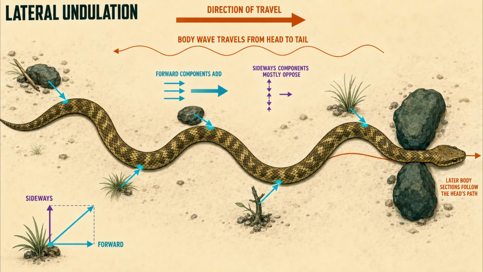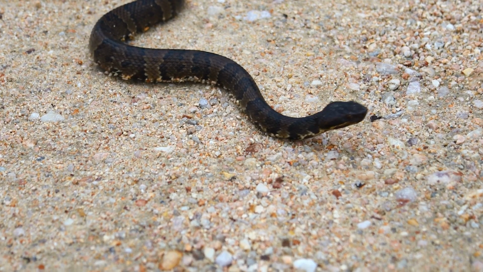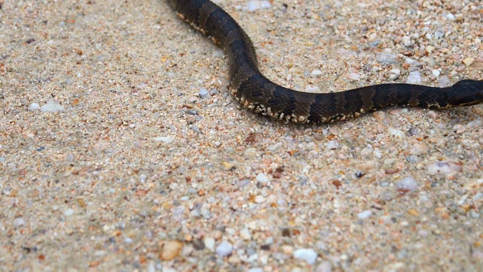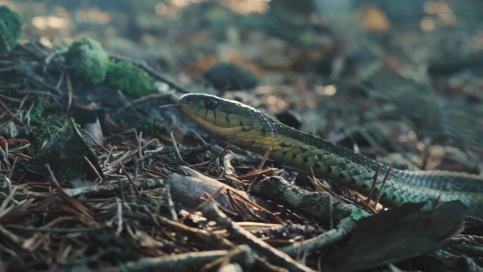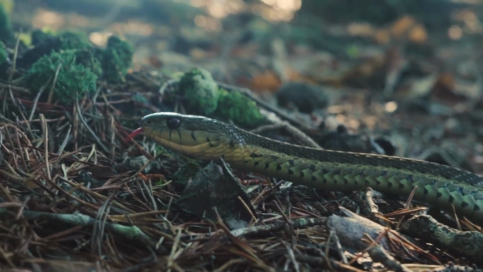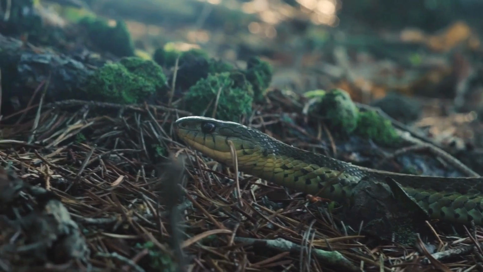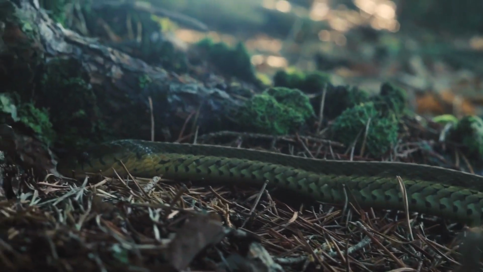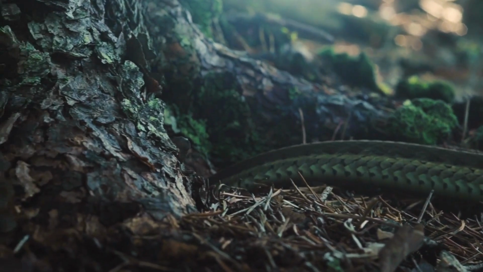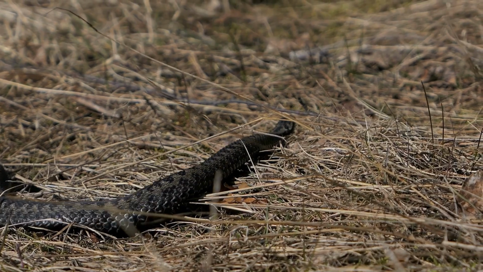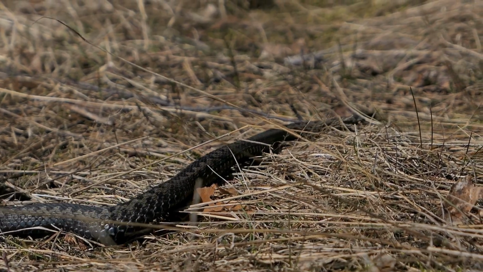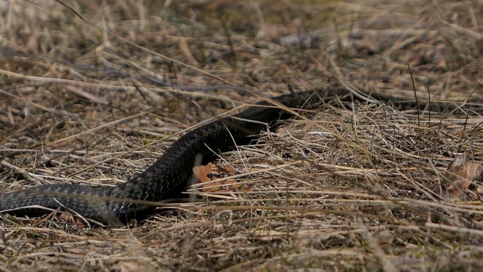As the wave passes down the body, different sections press sideways against stones, twigs, vegetation, and irregularities in the ground. Each contact produces a reaction force. Part of that force pushes sideways, but part of it points forwards. The sideways forces from different bends largely oppose one another, while the forward components combine to propel the snake. The snake is therefore not moving forward simply because it is waving from side to side. It is using the wave to position sections of its body at useful angles against the environment.